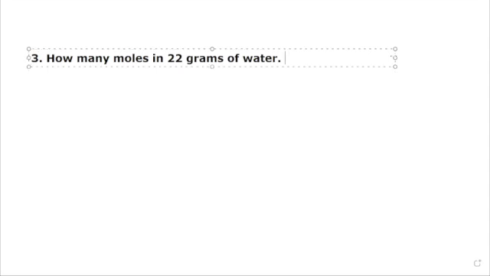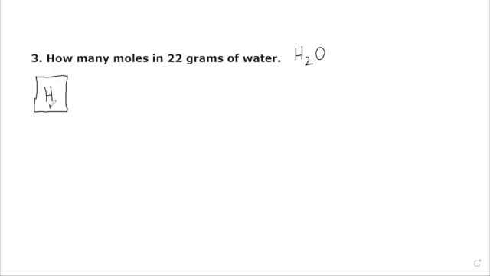Okay, let's try the next question. How many moles in 22 grams of water? So this is different to the ones we've done before, because if you try and find water in the periodic table, you will not find it, because water is made up of 2 elements joined together. It's a compound made up of hydrogen and oxygen. So I need to look at 2 boxes, the box for hydrogen, and the box for oxygen.